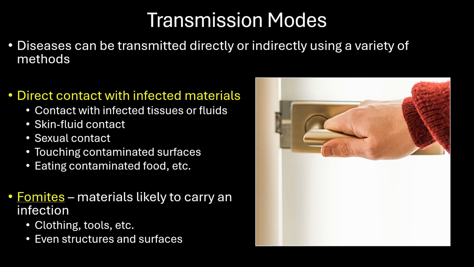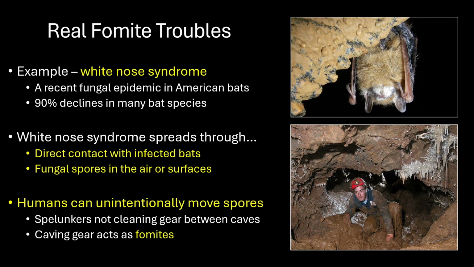Now, an important term to know as we talk about direct and indirect contact is a fomite. A fomite is a material that is likely to carry an infection. This can be clothing or tools or even PPE after we have used it. These materials or structures or surfaces can be a place where these pathogens exist so that other individuals could come into contact with them. Now, even outside of a hospital setting, fomites can cause real trouble.